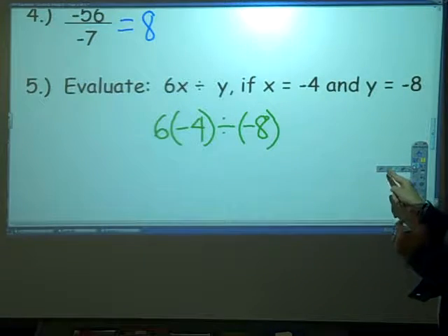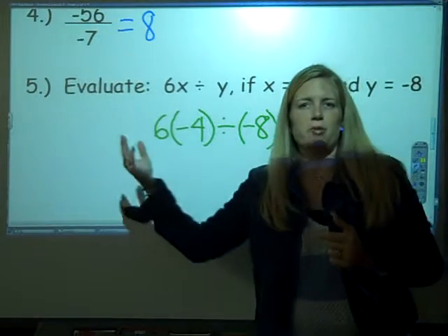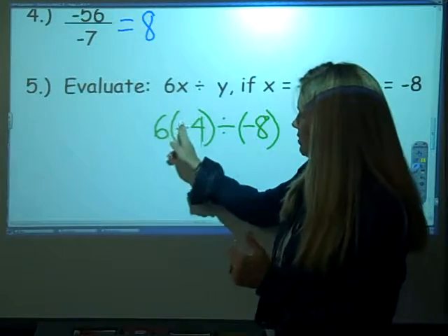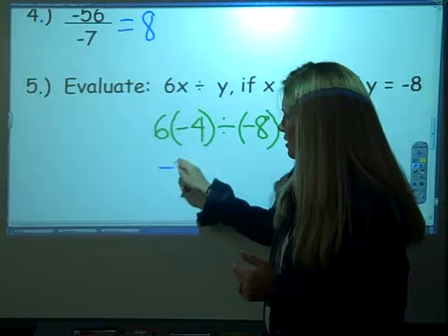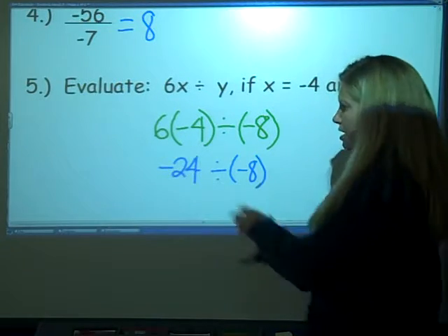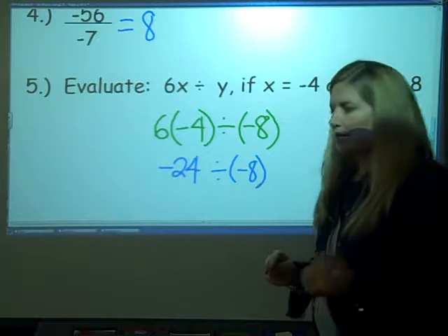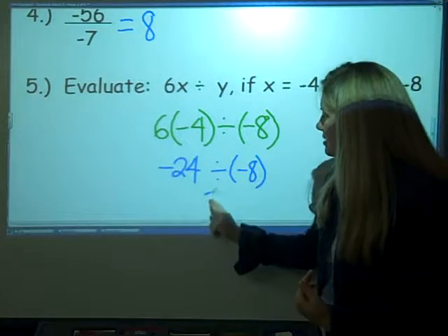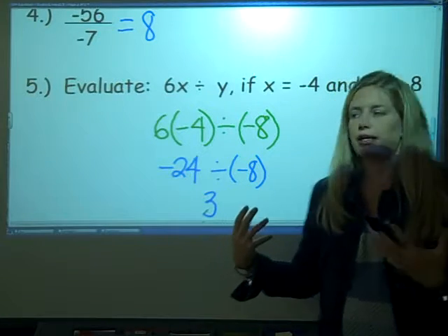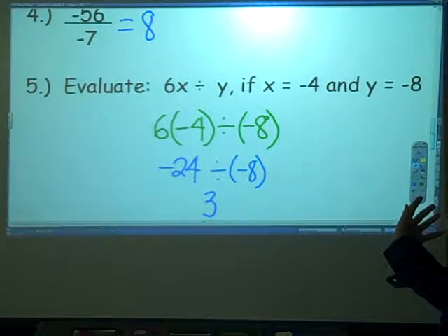Okay, then we do our order of operations. We do multiplication and division from left to right. 6 times negative 4 is negative 24. Divided by negative 8. Negative divided by negative is a positive. 24 divided by 8 is 3. Okay? Please remember to show your work so that I know what you're thinking. All right, next part.